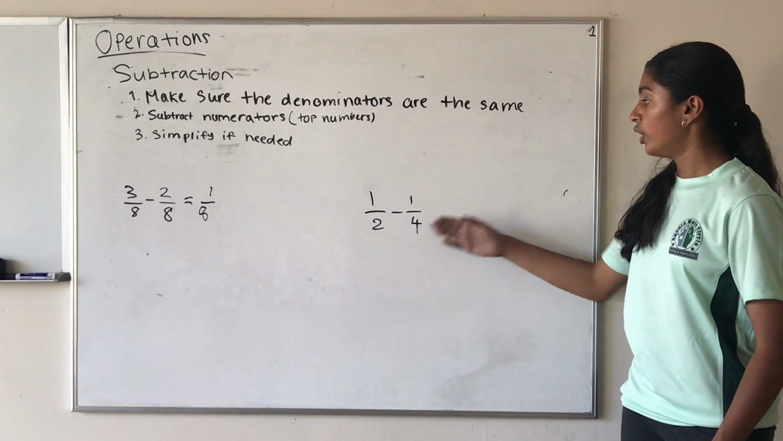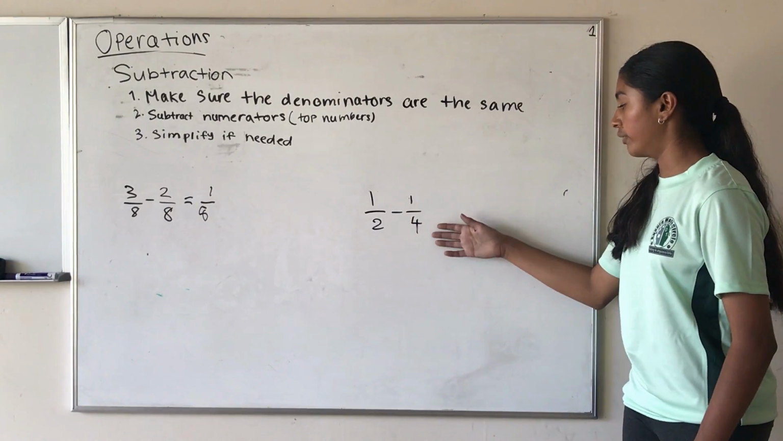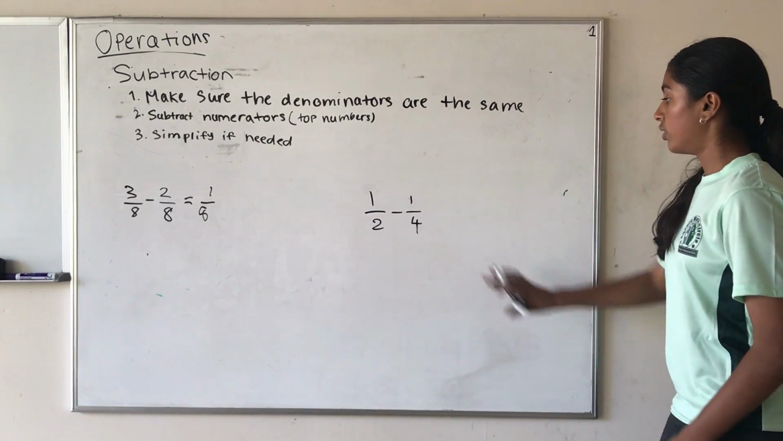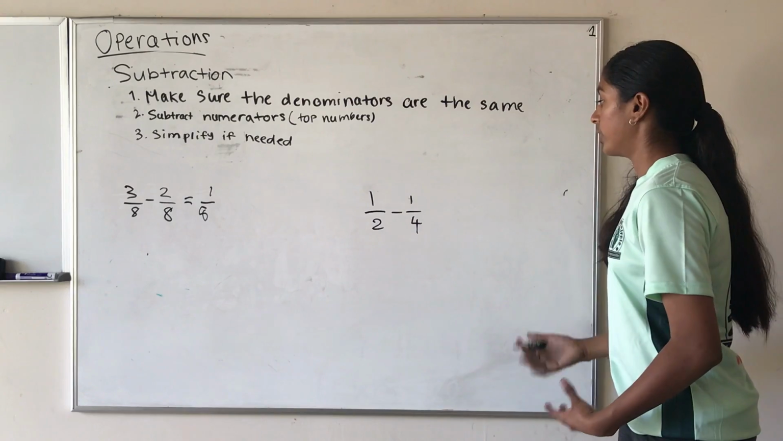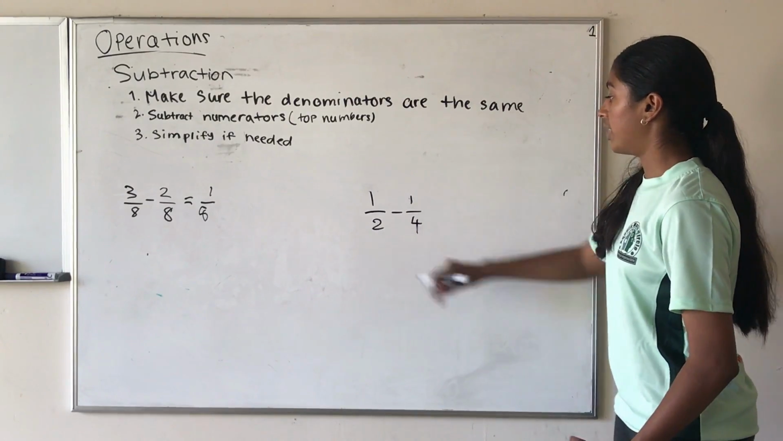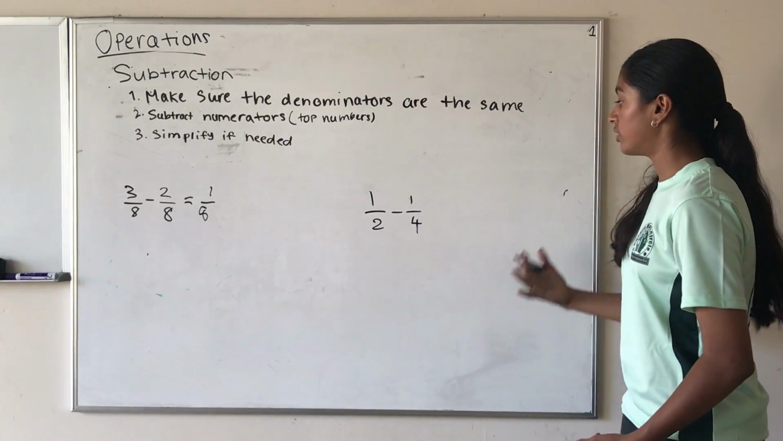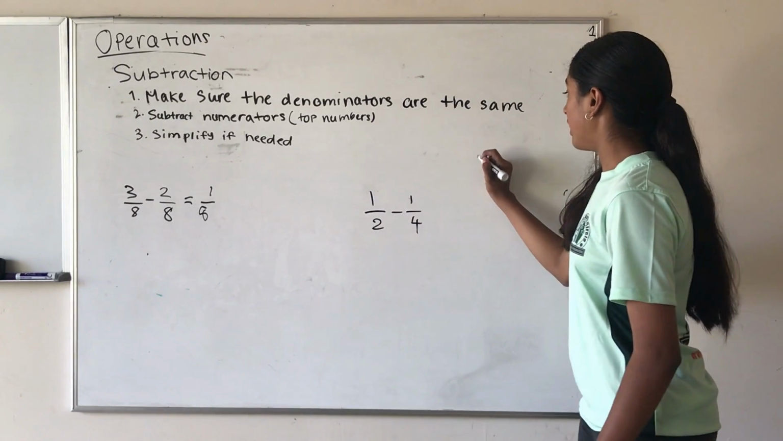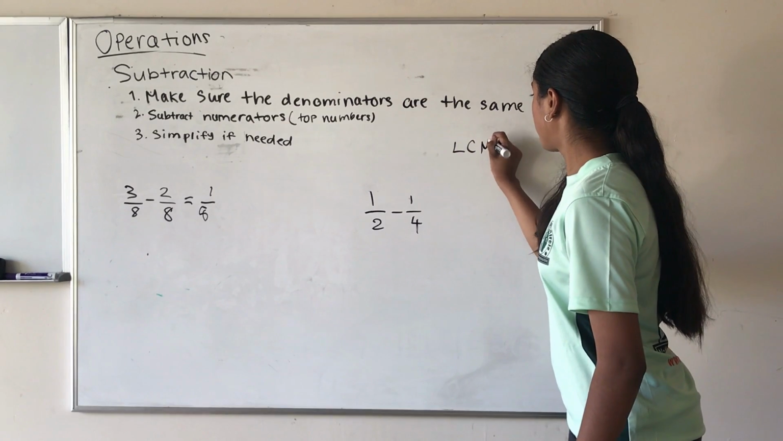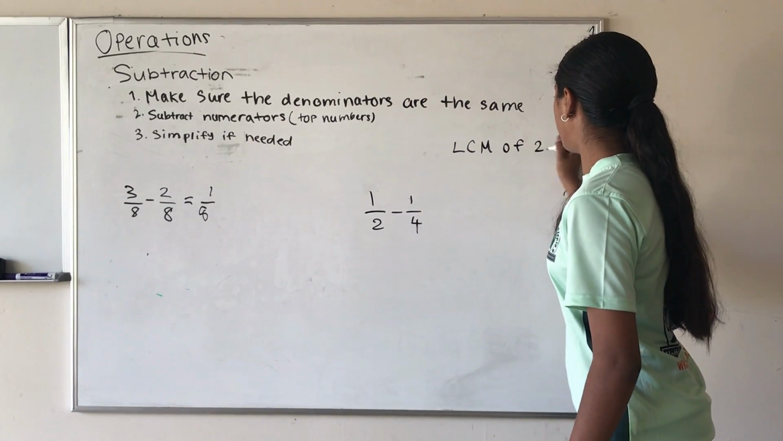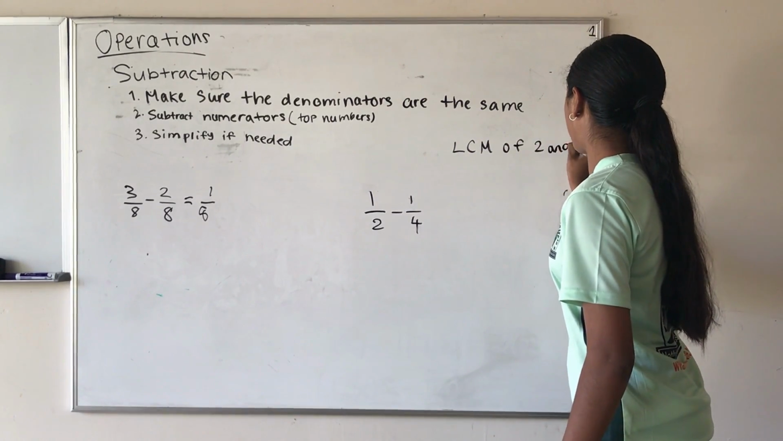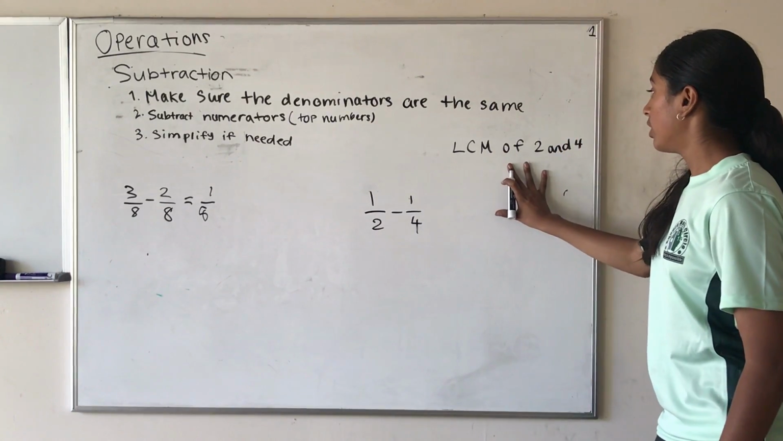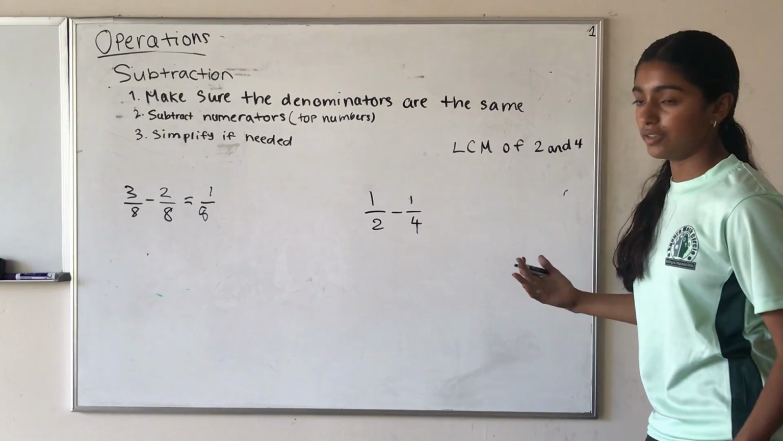In this example, we have 1 over 2 minus 1 over 4. The denominators aren't the same, so we can't subtract the fractions. So using the method we learned before, equivalent fractions, we can multiply the numerator and denominator of the fraction so that the denominators are the same. So first we need to find the LCM of 2 and 4. There are many methods to find the LCM, but I'm going to use the latter method.